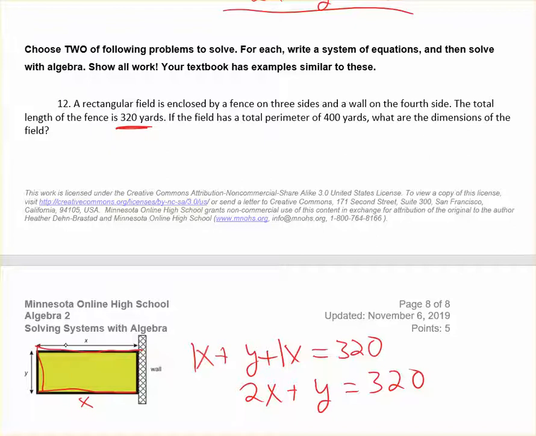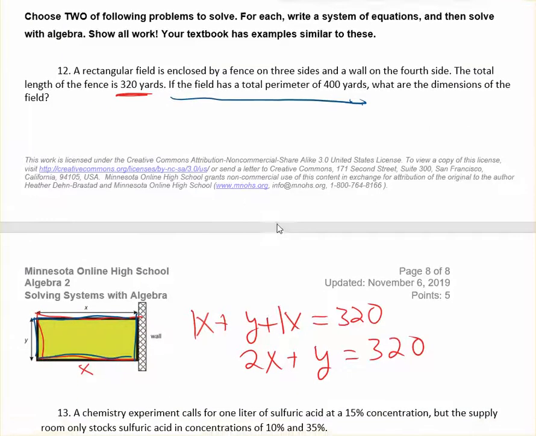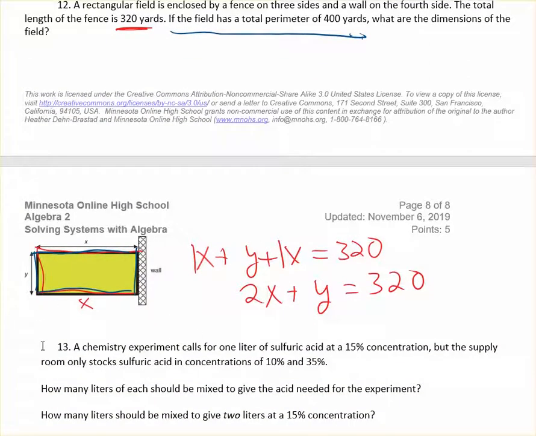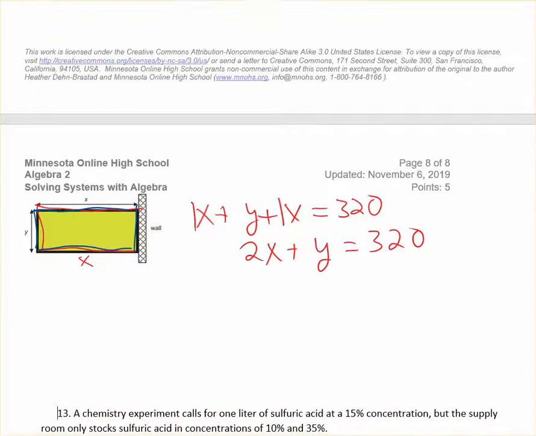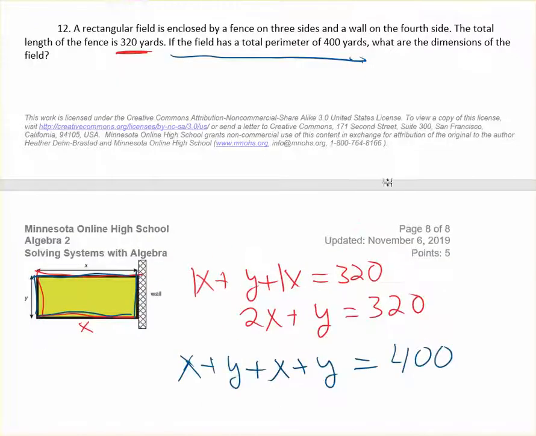So in a system of equations, you always have at least two. So let's read the question again and see if we can find out what the other one would be. This part. The field has a total perimeter of 400 yards. How do we find the perimeter? Well, that would be x plus y plus x plus y. So it would include the wall. That's the only piece that was missing before. So you're going to write another equation that would be x plus y plus x plus y is equal to the given perimeter, which they said was 400.